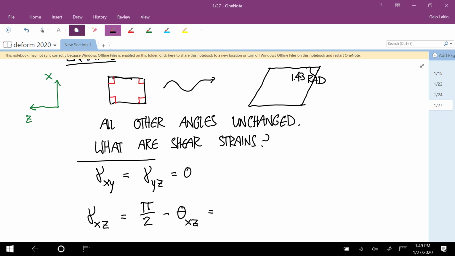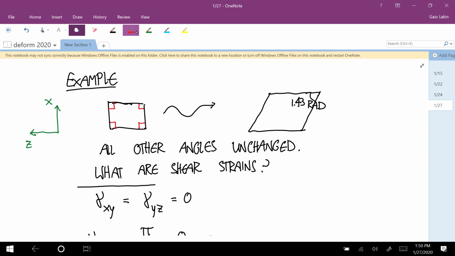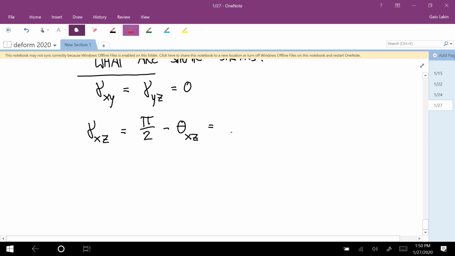The first thing we have to do is identify the positive faces. This is the positive x face. This is the positive z face. And so the angle we want isn't the one that's given. It's this one. Everyone with me on that? Well, this angle, so theta xz is equal to pi minus 1.43, and you get an angle of about 1.71.